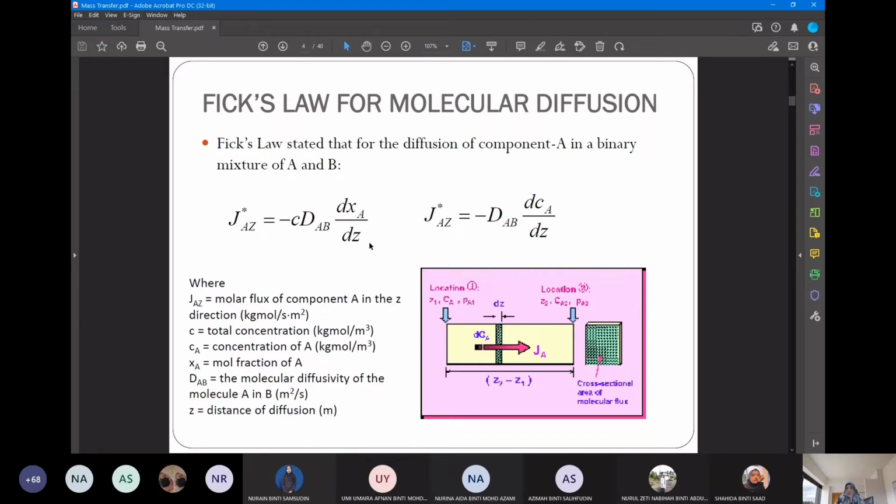But before that, you must define which one is the positive direction, because dz also represents the direction. So if you say that from left to right represents positive direction, therefore from right to left represents negative direction.